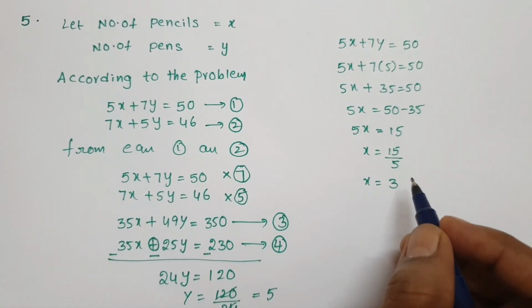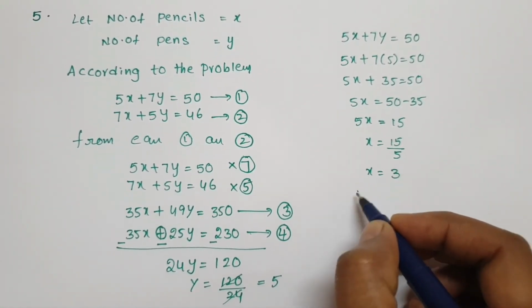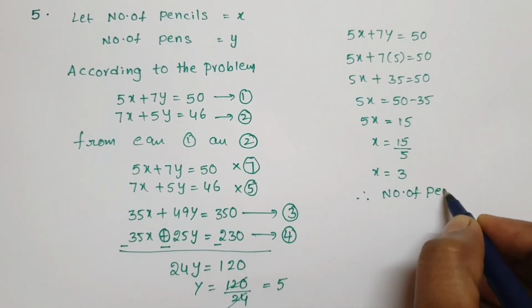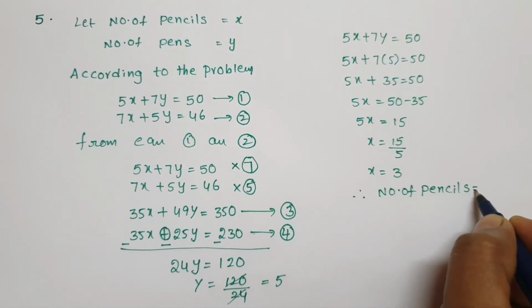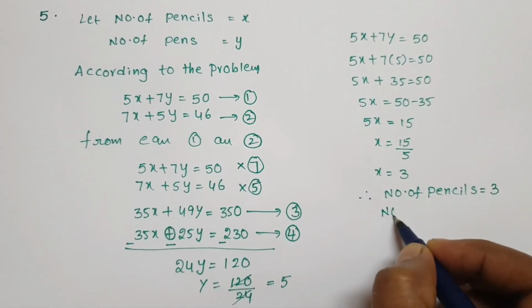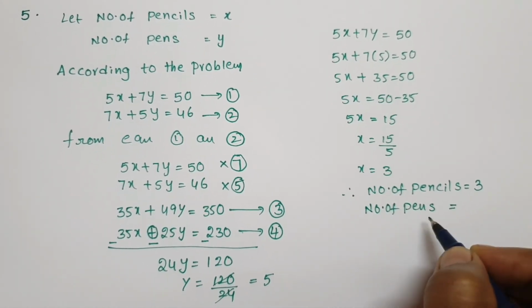So what are x and y? Here pencils and pens. We get the x and y values. Therefore, the number of pencils equal to x. x means 3. Next, the number of pens equal to y. y means 5.